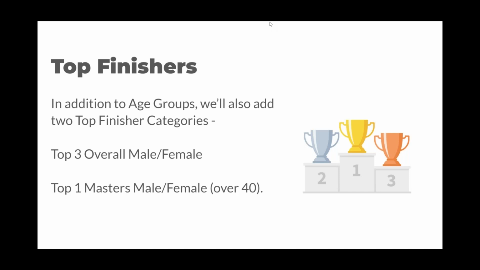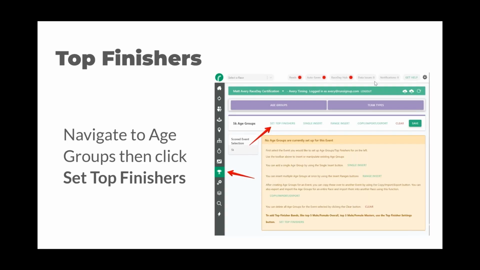So top finishers are basically your method of saying, I want to pull out the top 3 overall male, female, or the top masters, male and female, from their age group categories. So I'll set this up first, and then we'll set up the age groups next. So on the left, click the little trophy icon for top finishers, and then click select or set top finishers.